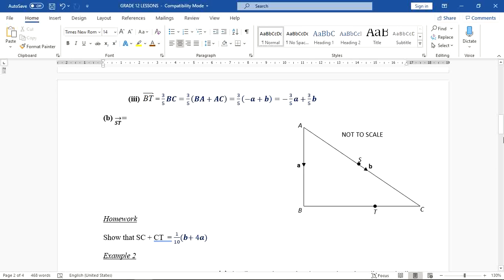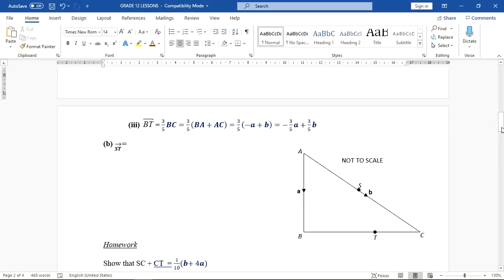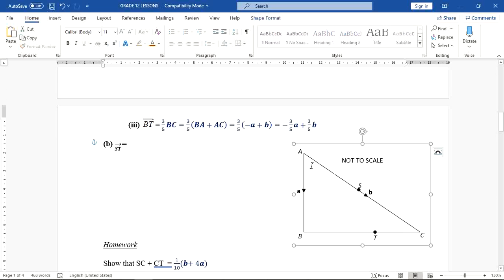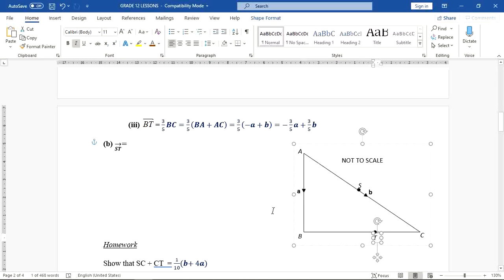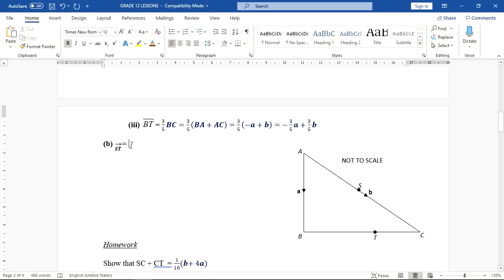Now I will take the longer route. I will take SA, AB, and BT. And then for your homework you are going to take SC and CT, the shorter one, to see if you're going to get the same thing. So I'm at S, I want to go to T. So first thing that I'm going to do, I'll take SA.